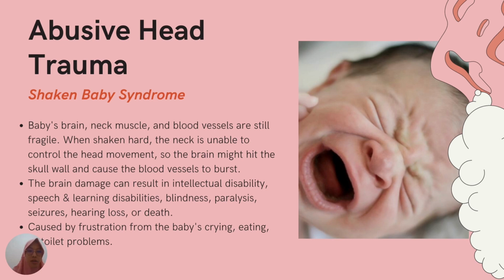So we know that babies are still young, and their brain, neck muscles, and blood vessels are still very fragile. When they are shaken hard, their neck is unable to control the head movement. So the brain might hit the skull wall, and this might cause the blood vessels to burst. This can cause brain damage as a result, which can lead to intellectual disability, speech and learning disabilities, blindness, paralysis, seizures, hearing loss, or even death.